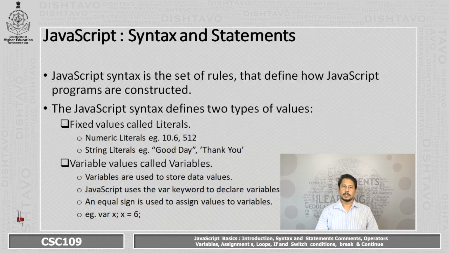When it comes to variables, as we know, variables are used to hold values during program execution. The value of that variable can vary during the program execution. JavaScript uses the var keyword to declare variables. An equal sign is used to assign values to the variables. For example, we can have a variable x defined with the keyword var, and we can say x equal to 6. So that would assign a value 6 to the variable x.